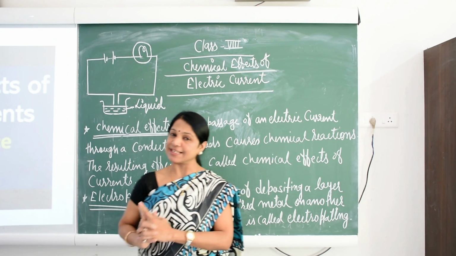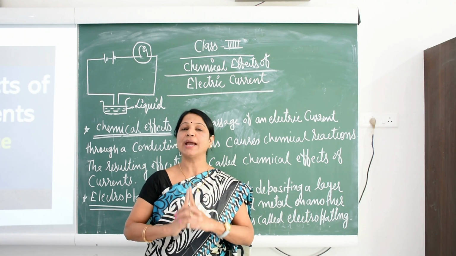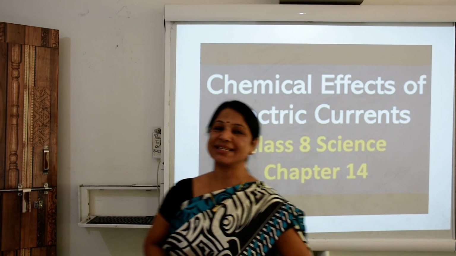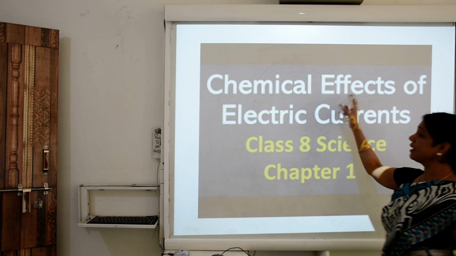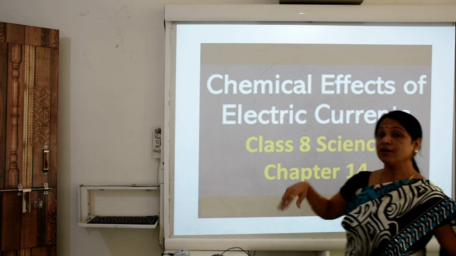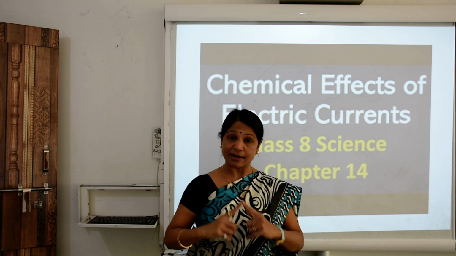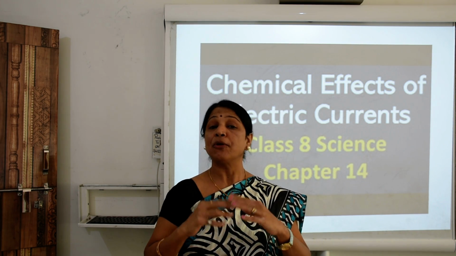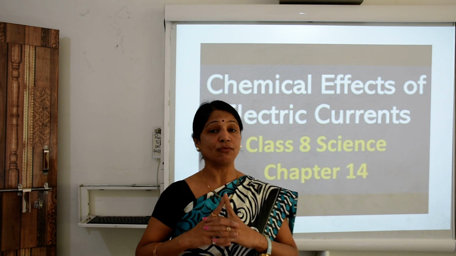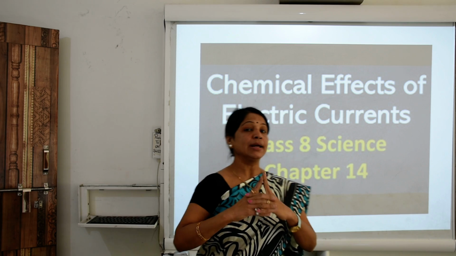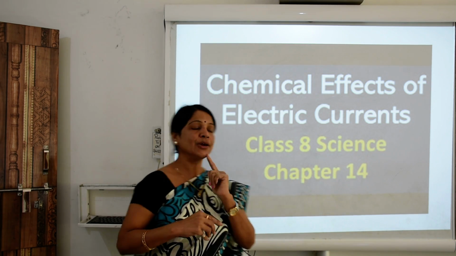So let's see further what we have in today's video. Today we are going to see our chapter, the chemical effects of electric current of class 8th. What happens once we pass electric current through any type of liquid? Suppose water is a very important liquid. So what will happen? Let's see one by one.